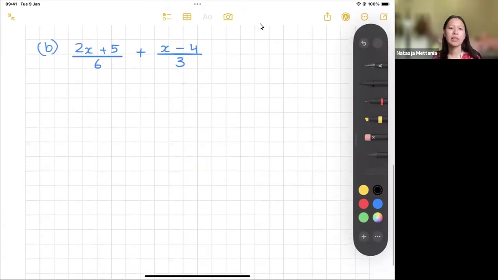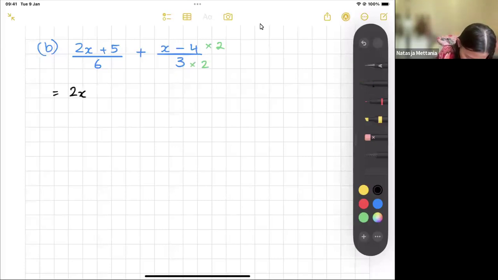The second example is 2x plus 5 over 6 plus x minus 4 over 3. Okay, again, this time we have numbers as our denominators. Got a 6 and a 3. All right, can we do 6 times something equals 3? No. Can we do 3 times something equals 6? Yeah, the number 2. If we times 3 by 2, we get 6. So this is what we're going to do. We're going to times 2 at the bottom, times 2 at the top, and we're going to rewrite it, okay?